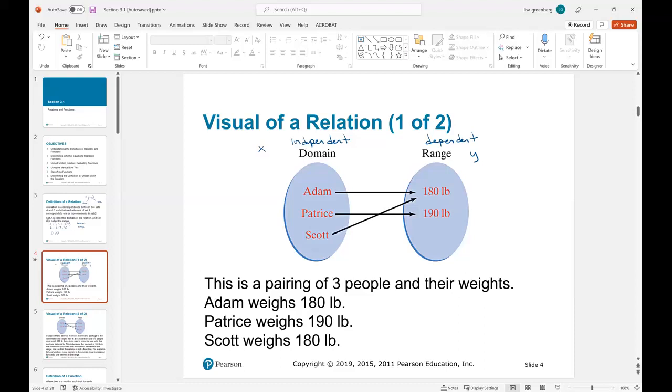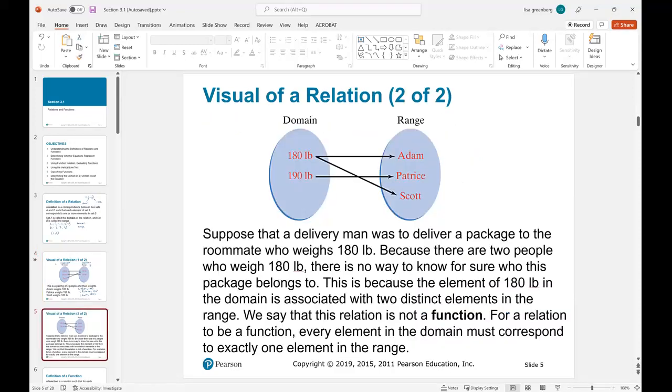I could even write it as an ordered pair. I can say Adam, comma, 180. Patrice, comma, 190. And Scott, comma, 180, right? And now I have an ordered pair. I have two sets, and they're related. Or I can turn them backwards.